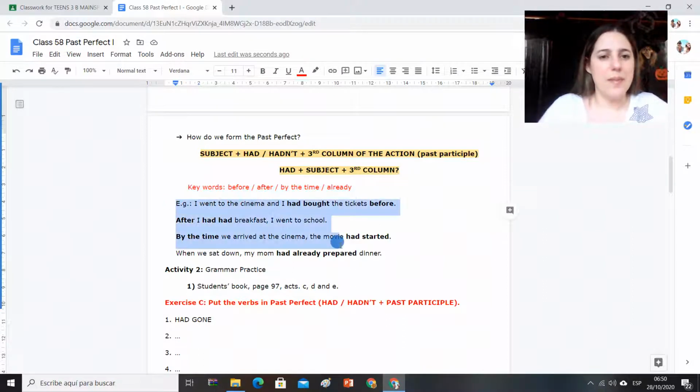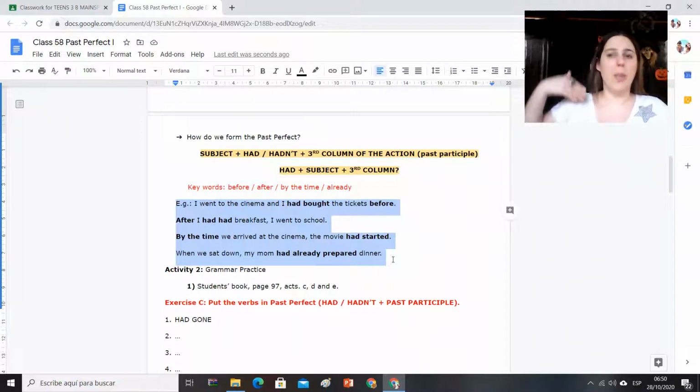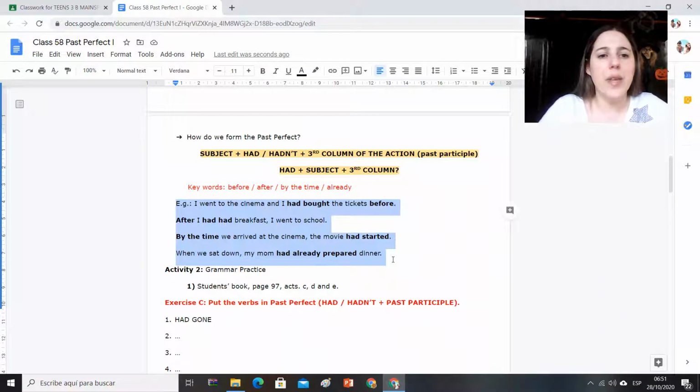Let's read examples. I went to the cinema and I had bought the tickets before. Fui al cine, pero yo ya había comprado las entradas. ¿Ok? No es que fui y compré, no. Fui, pero yo ya había comprado, yo ya tenía. After I had had breakfast, I went to school. Sí, es decir, que después que yo ya había desayunado, fui al colegio.